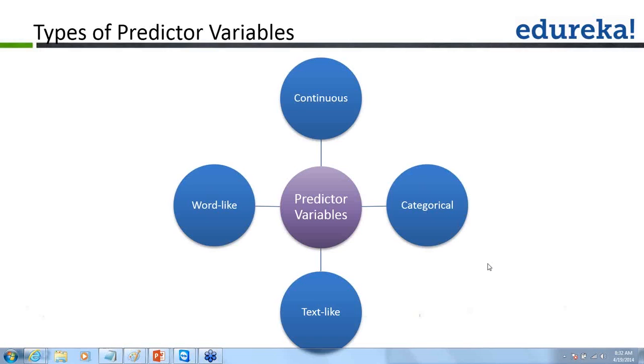And generally, things which are associated with a unit of measurement, like your weight or your price, are part of the continuous variable. Otherwise they will be part of the categorical one. If a finite group of pre-specified values is there, we generally put it in categorical. If that finite group is not there, we will put it in word-like. You will get more clarity once we move into this particular part.